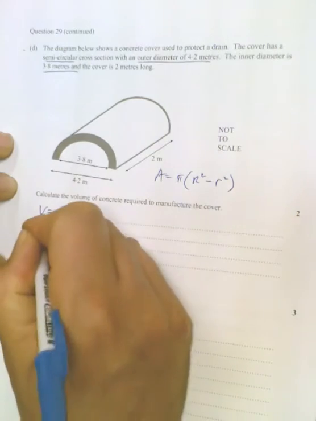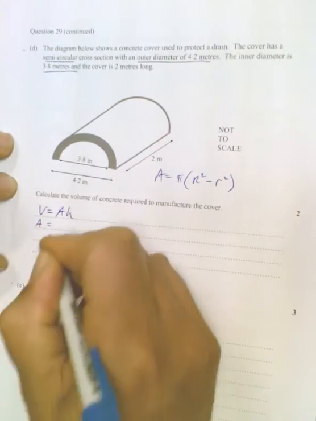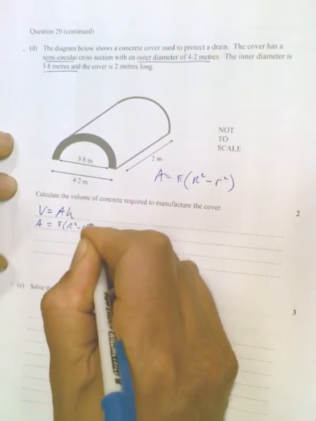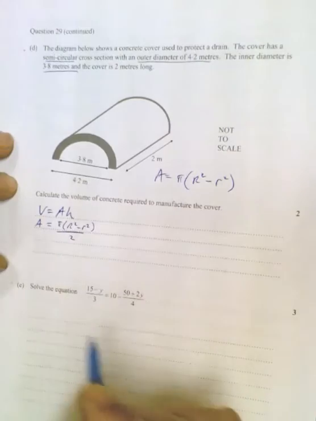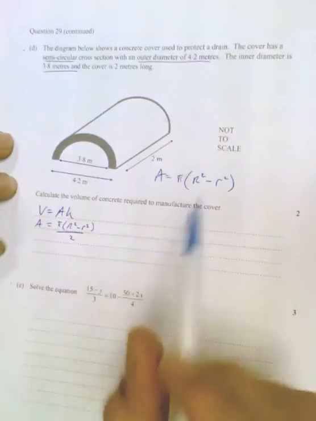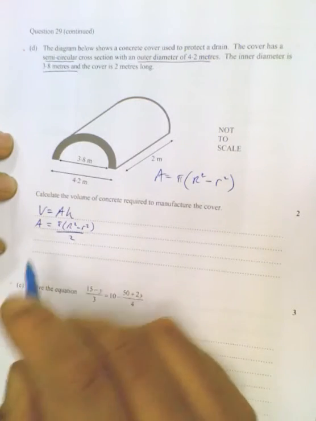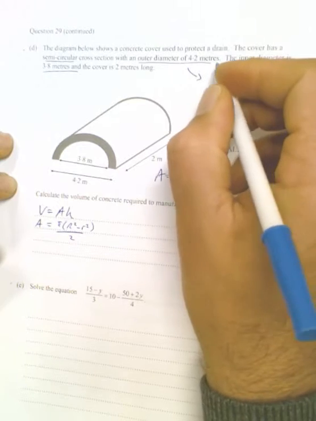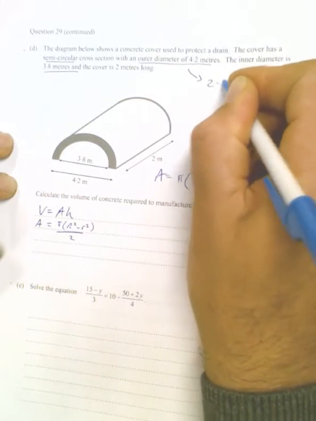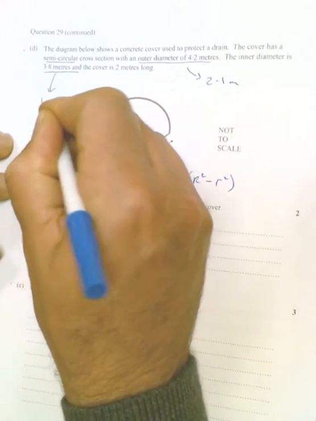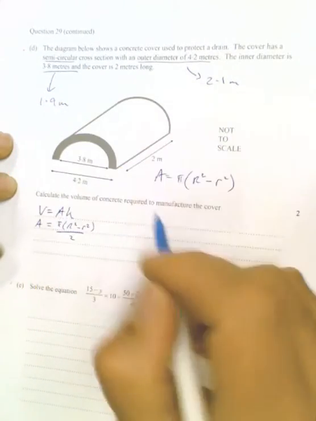Since it's half an annulus, you can say that the area is pi lots of the larger radius squared minus the smaller radius squared, over 2. So we need to work out the radii of both circles first. The outer diameter is 4.2 meters, which means you've got a 2.1 meter radius. The smaller one is a 1.9 meter radius.